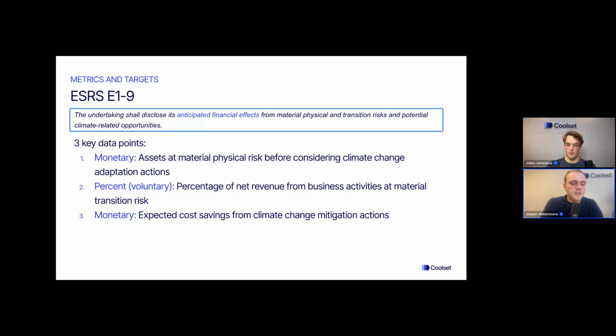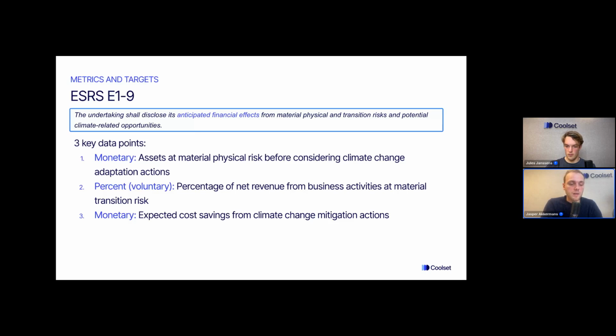The undertaking shall disclose its anticipated financial effects from material physical and transition risks and potential climate-related opportunities. So 3 key data points here are, first of all, a monetary one, which is where you look at assets at material physical risk before considering climate change adaptation actions.